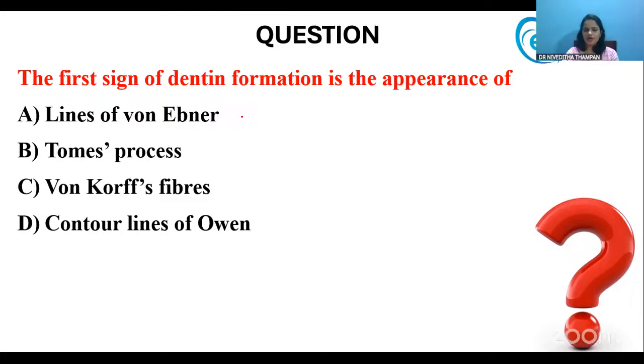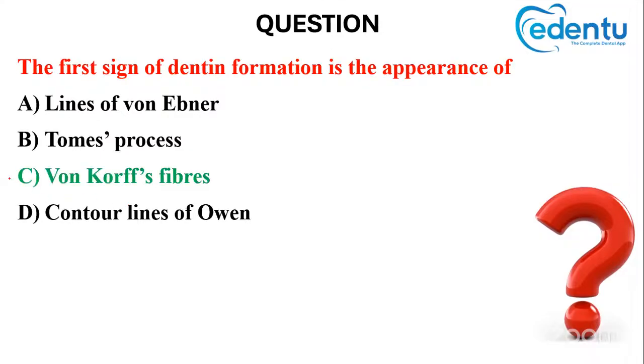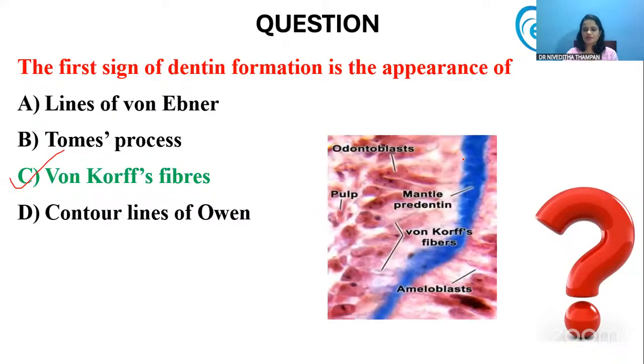So not that. Tomes' processes, no, they are present in the enamel, against which enamel formation happens. So not that. Contour lines of Owen are the accentuated type of incremental line present in dentin because of some kind of stress. So the answer is option C, von Korff fibers. Von Korff fibers is the correct answer. Moving on to the next question.